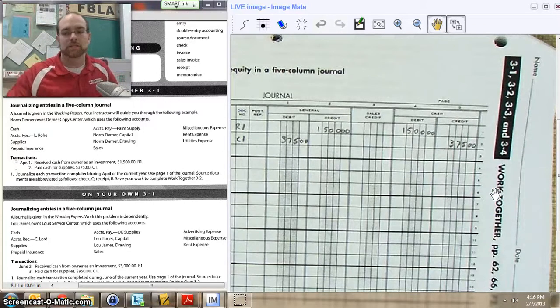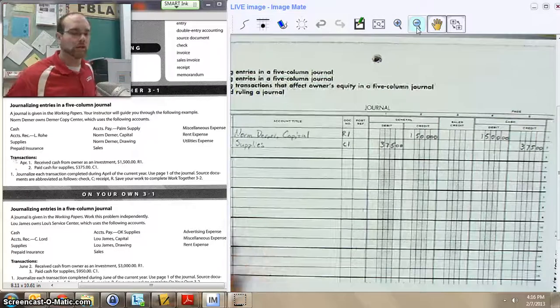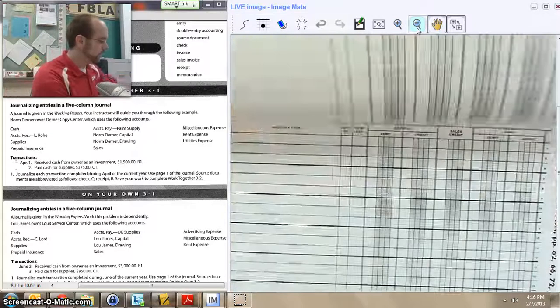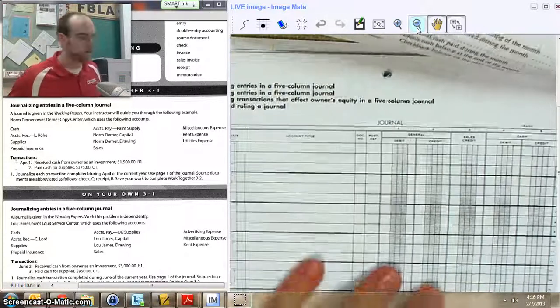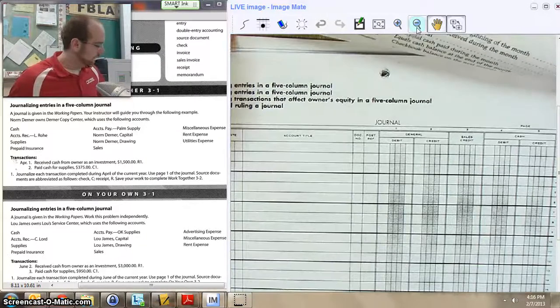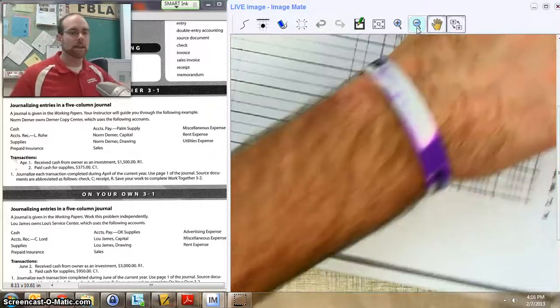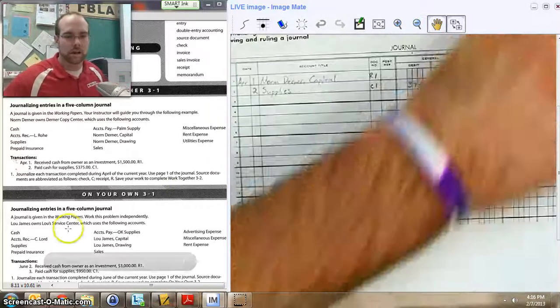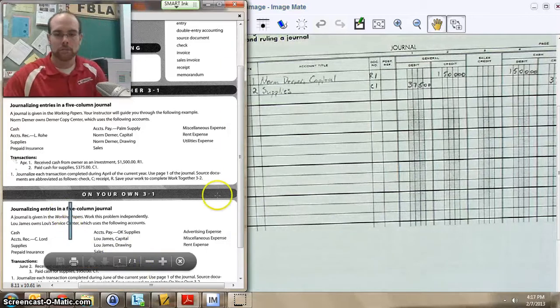And that's your basics of entering into a journal on this particular work together 3-1. What I'd like you to try now is go ahead and try the on your own 3-1 as well. You'll be entering in a few lines on that journal, which is on page 39 in your packet for the on your own, and still sitting on page 62 in your textbook right down here, the on your own problem. Give it a try.